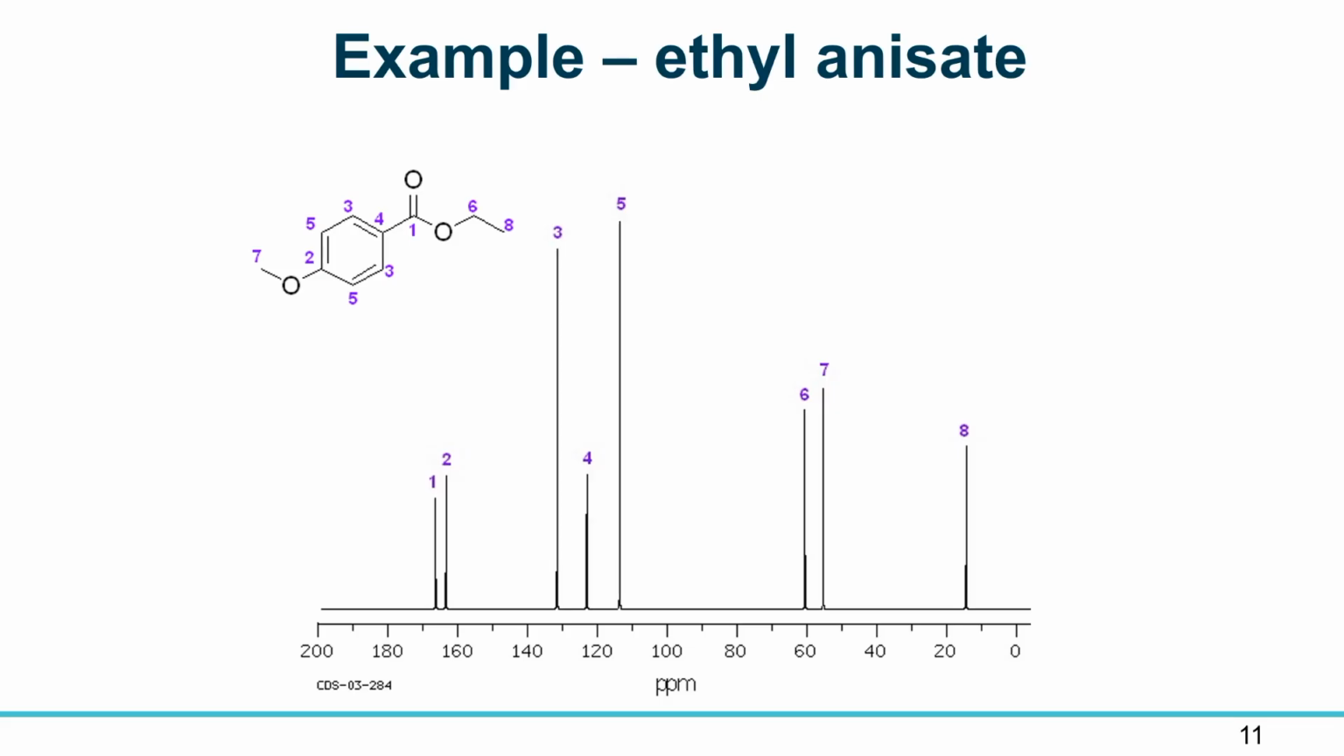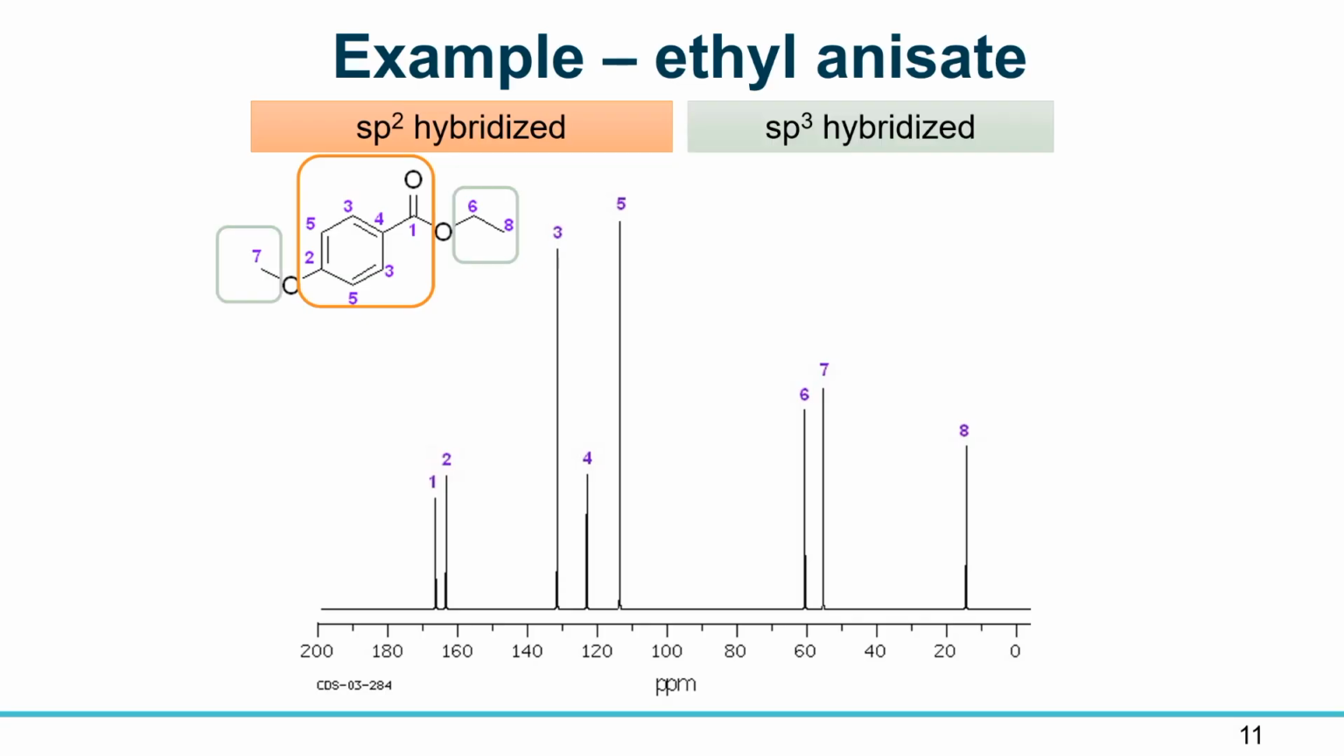Let's take a look at an example to help get a feel for the chemical shift regions. Below is the carbon NMR of ethyl anisate, with each signal's carbon labeled. Looking at the structure of ethyl anisate, we can see that it contains sp2 hybridized carbons in its aromatic ring and its ester. As well, it has sp3 hybridized carbons in the methyl and ethyl groups attached to the ether and ester, respectively. I suggest reading an NMR spectrum from left to right, just like reading a book in English.